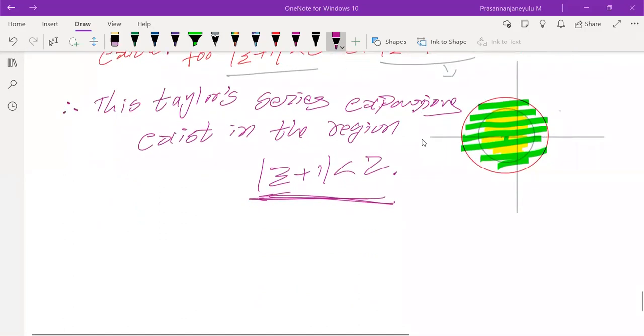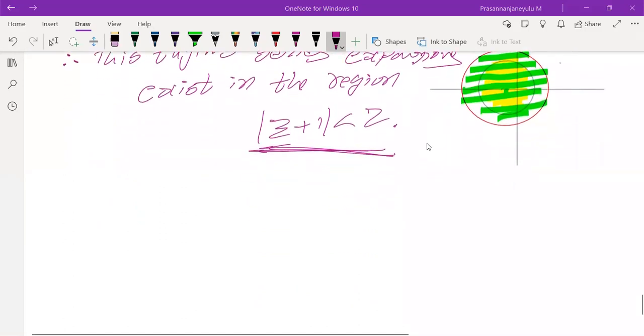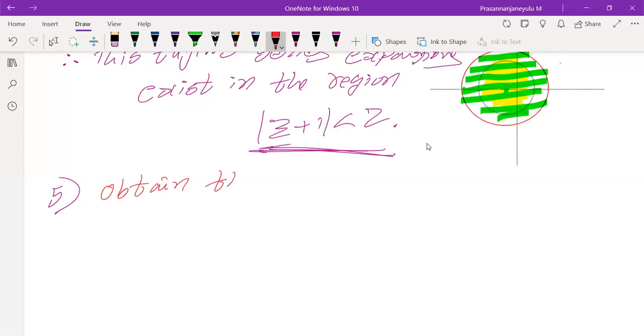Okay, still 5 more minutes are there. Any doubts, students? I know you people will not have any doubts. I think it is the 5th problem or 6th problem. I'm writing the 5th problem. If any doubts are there, then you can ask. And don't leave.